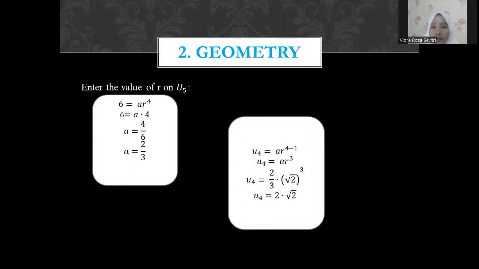U4 is equal to ar to the power of 4 minus 1. U4 is equal to ar cubed. U4 is equal to 3 over 2 times (square root of 2) all cubed. And then U4 is equal to 3 times square root of 2.